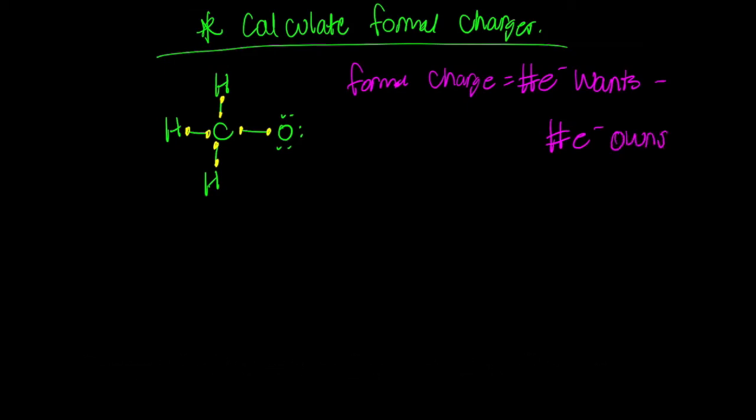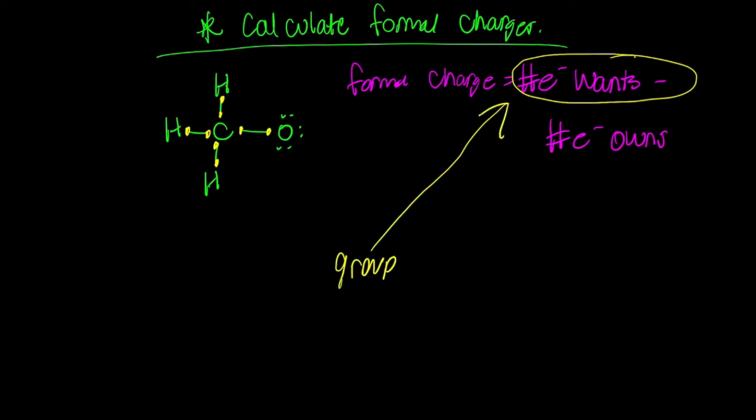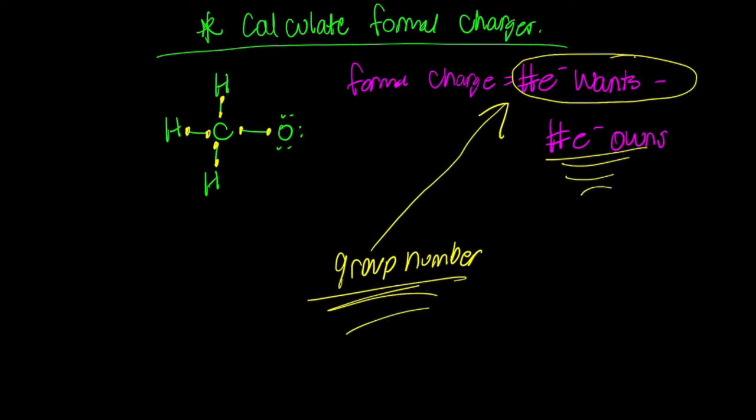Now, the number of electrons that an atom wants is the group number. That's the group number. It's not 8. It's the group number of the element, so keep that in mind. And the number of electrons that something owns is going to be all the unshared, but half of the shared. And that kind of makes sense because if you're sharing something, you technically only own half of it. So let me show you how to do it with carbon.